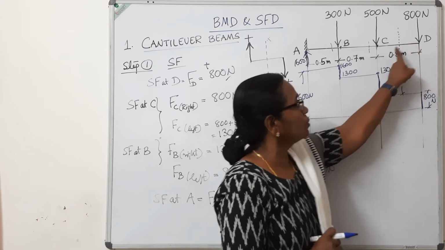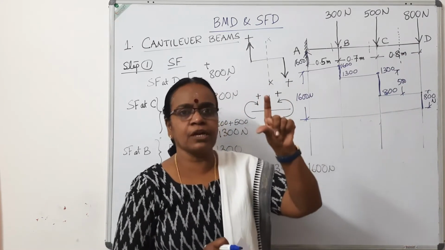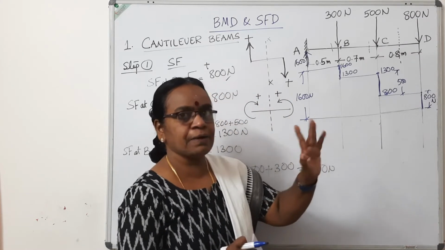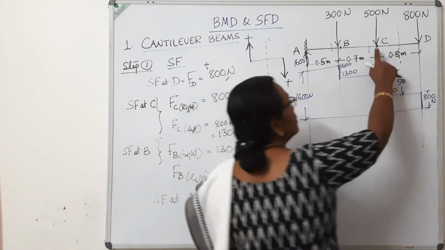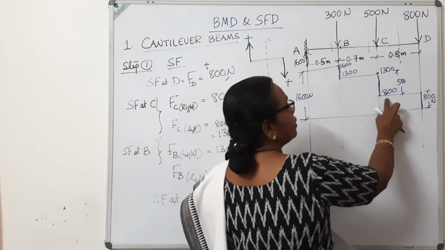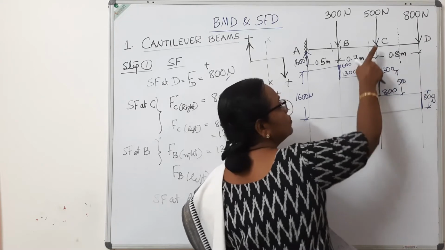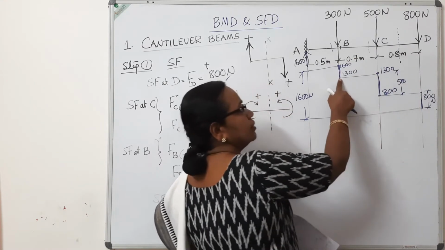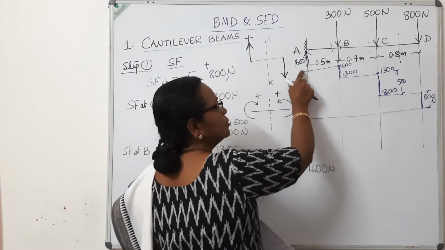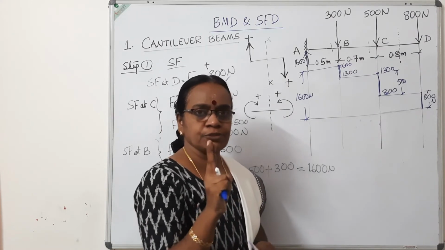Two more tips we get from here: wherever there is a point load, the vertical ordinate will be of that value, and when there is no load, it will go straight, parallel to the horizontal axis. So if in this portion there is no load, a horizontal line parallel to this baseline. There is a load 500, so suddenly it rises up by 500. There is no load, so it goes horizontally. There is a point load 300, so it suddenly rises up by 300. There is no load, so it goes horizontally. These are the two tips we have got from the shear force diagram.